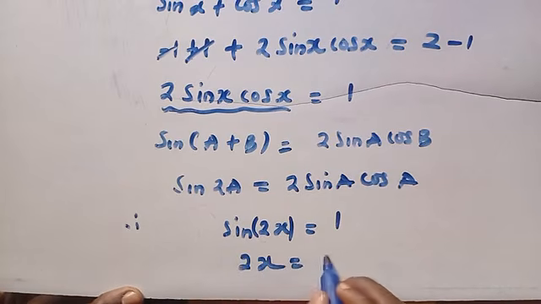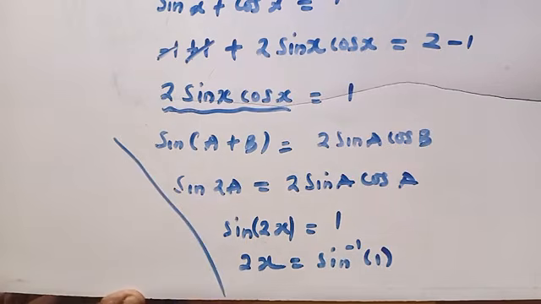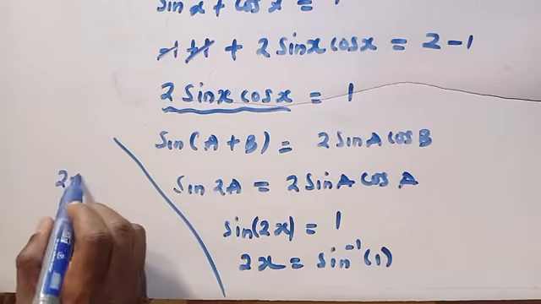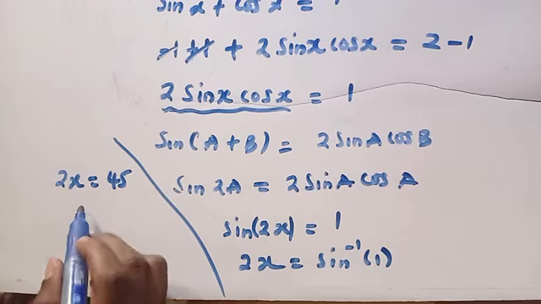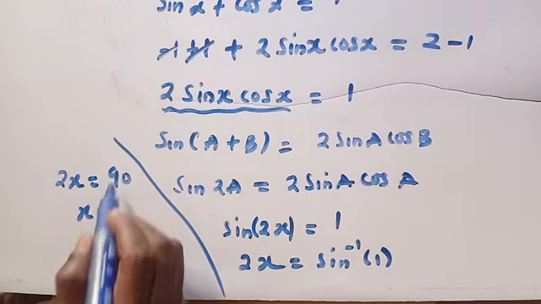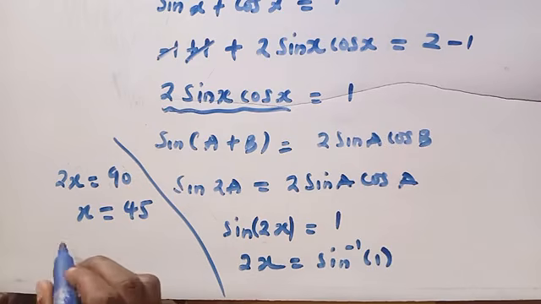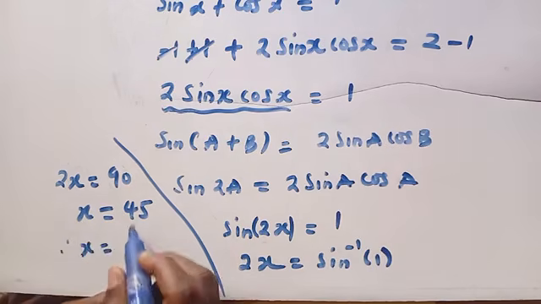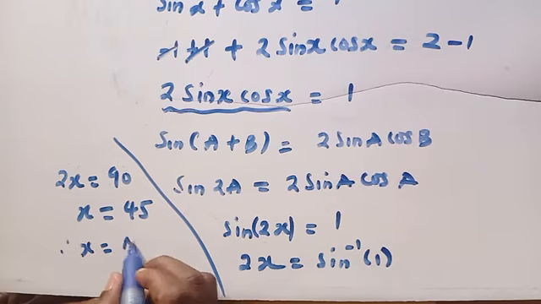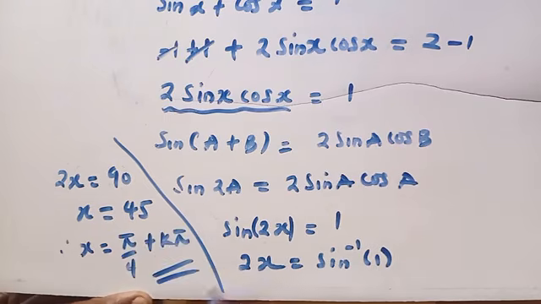We need to take the inverse of both sides, so that we have 2x equals the sine inverse of 1. And the sine inverse of 1 here gives us, sorry, it is 90, so 2x equals 90 and x equals 45. But we need to make it in general terms, so x equals pi over 4 plus k pi. So this is how I solve this problem.